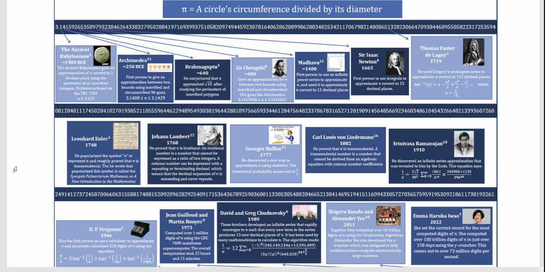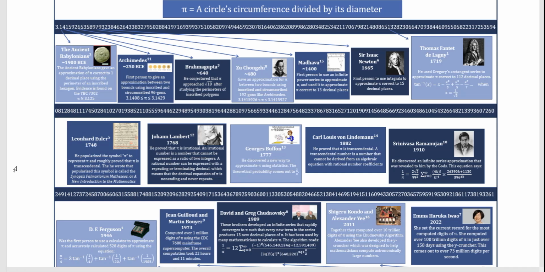And he roughly proved that it is transcendental. This proof wasn't complete, but he wrote it and popularized this symbol from his books. In fact, Euler is responsible for lots of our current notations. Johann Lambert, in 1768, was the first one to prove that pi is irrational.